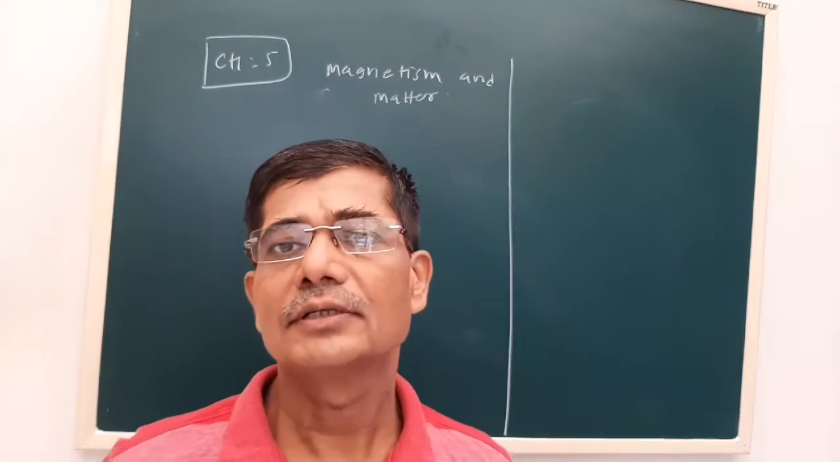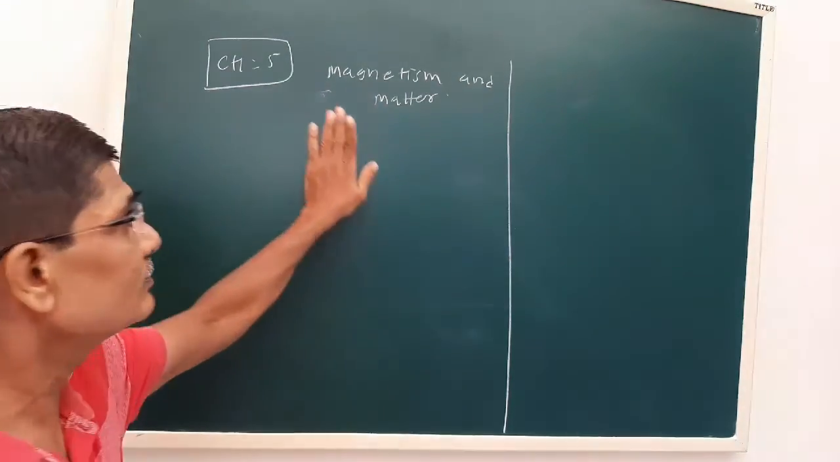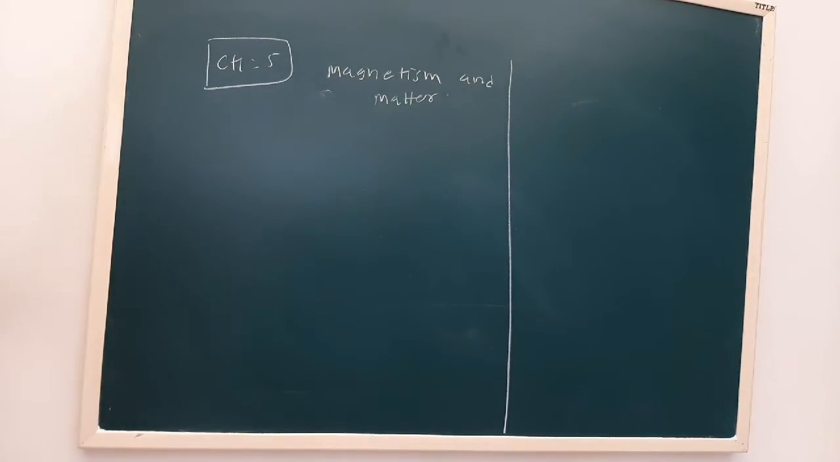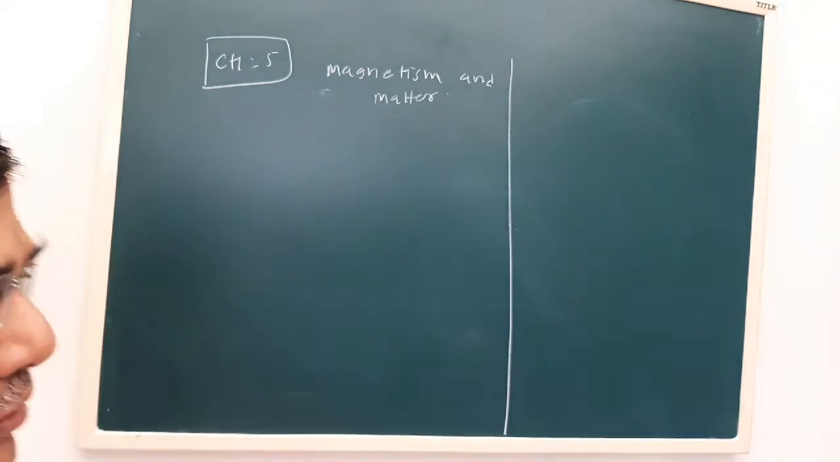Dear students, last time we solved some of the exercise numericals of lesson number 5, that is Magnetism and Matter. Last time we completed up to exercise sum number 5.8. Now we proceed further.